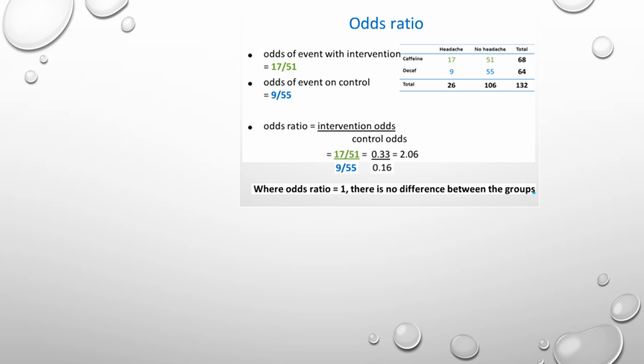Okay, here odds ratio is 2.06. When odds ratio is 1 it means there is no difference between the groups. Odds of headache among intervention group will be exactly equal to odds of event among control group. That is why odds ratio is equal to 1.